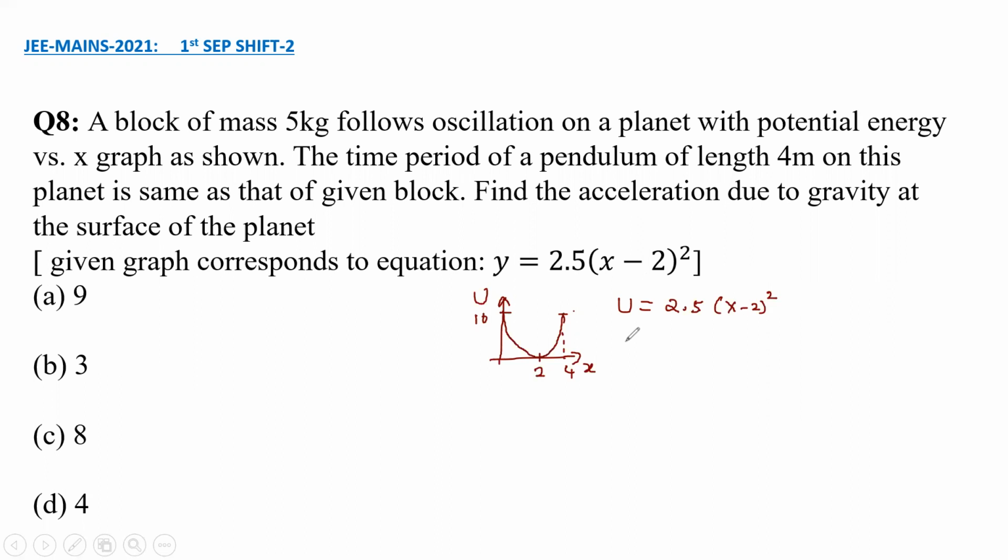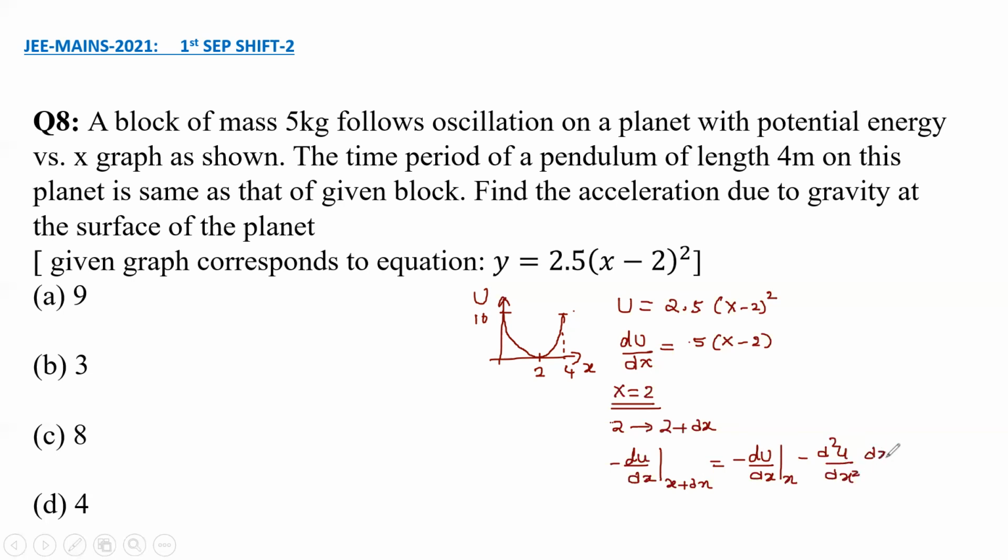Now, what is the value of dU by dx? That is 5 times (x minus 2). This is easy to understand. So the force is 0 at x equal to 2, obviously, and therefore x equal to 2 is the equilibrium location. Now from x equal to 2, if we move to 2 plus dx, then the force there will again be minus dU by dx, as you know. So our Taylor expansion gives us that minus dU by dx at x plus dx is equal to minus dU by dx at any x, minus d square U by dx square into dx by 1 factorial, and the remaining terms actually become 0.